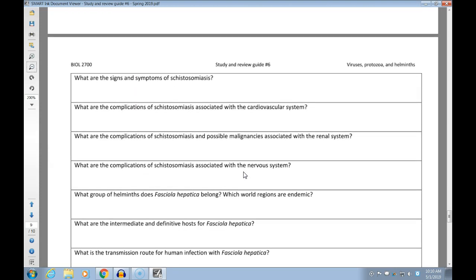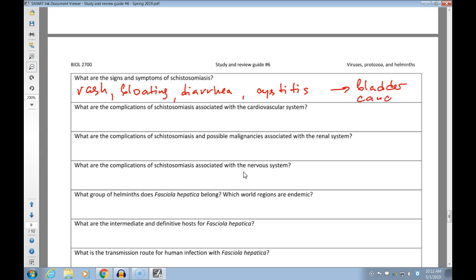Signs and symptoms of schistosomiasis, the ones that I want you to know. Rash on the skin. Bloating and diarrhea, that's the intestinal infection. Cystitis, that may long-term lead to bladder cancer.